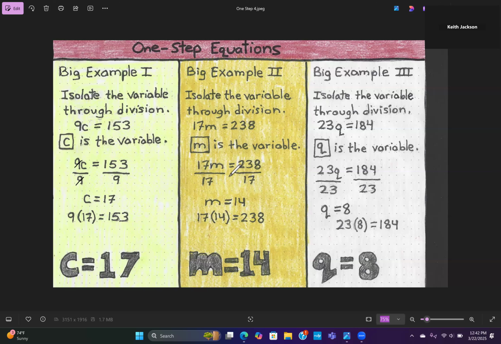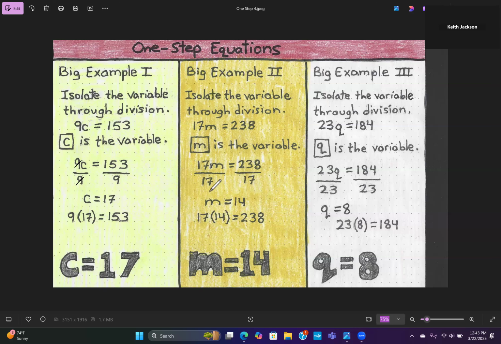But let us move to big example 2, in which we have 17m is equal to 238. And the question is, well, what number is m? What number times 17 would give me 238? What number is hiding behind m that when multiplied by 17 would give me that 238? And we do that by isolating the variable through division, because we know in this case, m is the variable, and we're going to divide by 17 because 17 is the coefficient of m, right? It is the number next to m.